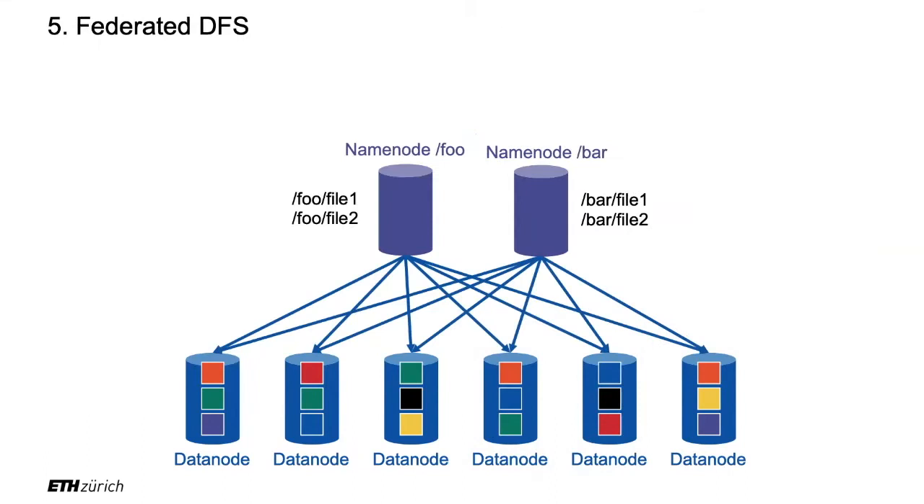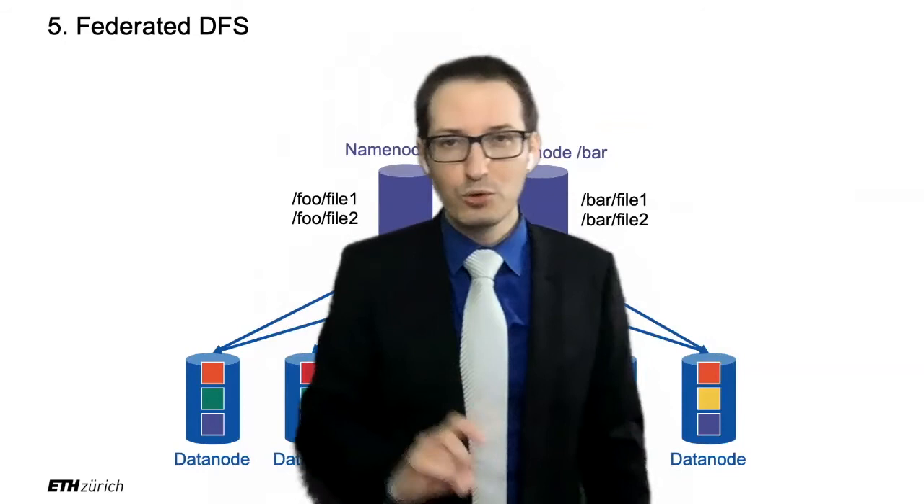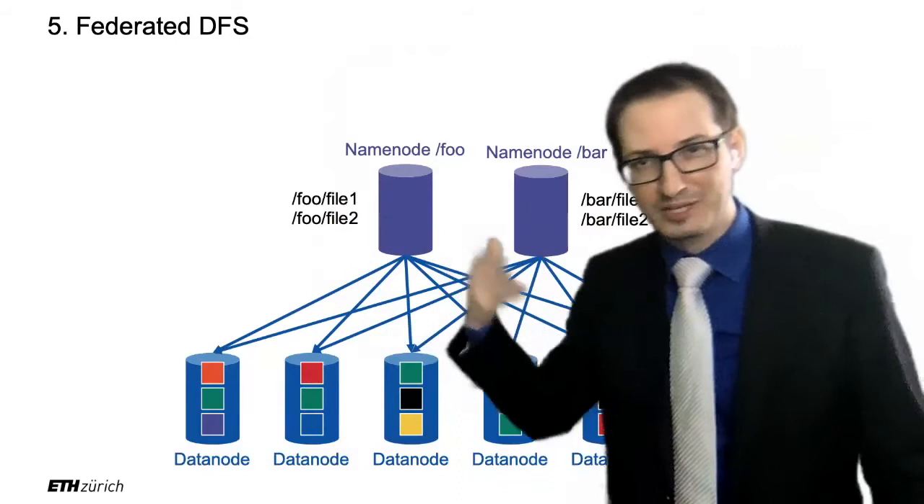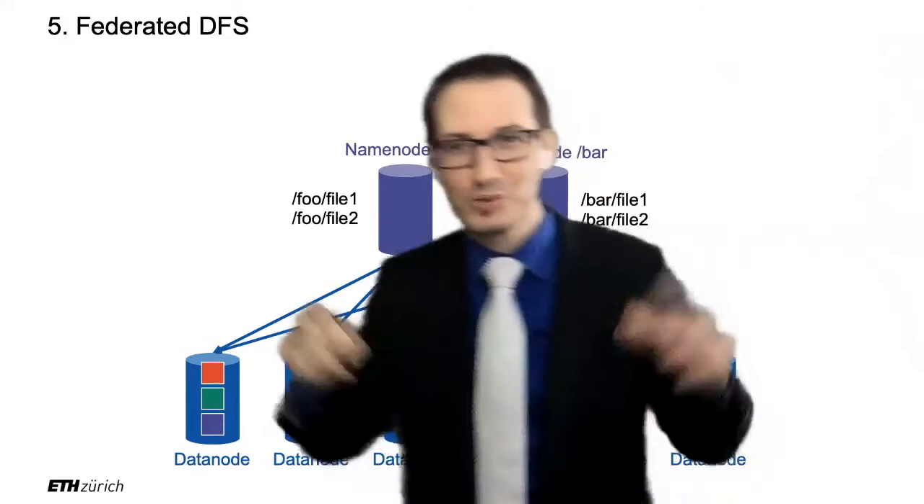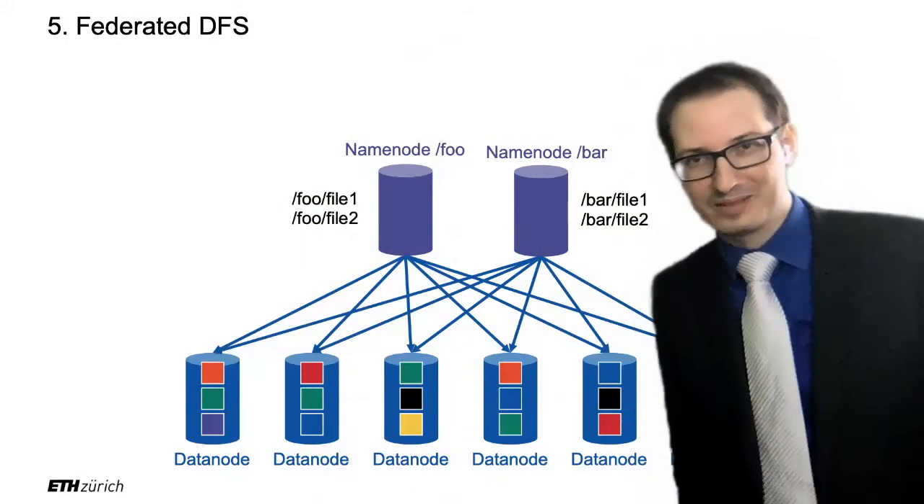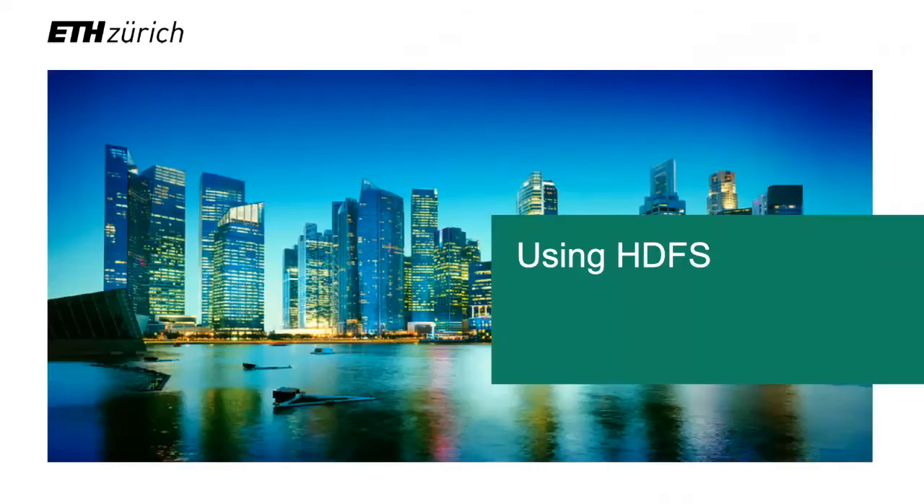Another thing we can do is federated DFS. And anybody of you who installed Linux on your machine might know that you can allocate parts of the file system on different partitions on your drive. You can do the same in HDFS. You can say /foo is handled by this name node, /bar is handled by this name node, and that way you can have, it's like Switzerland, a confederation, and the cantons are the name nodes right there, right? So you can have a federated file system as well.